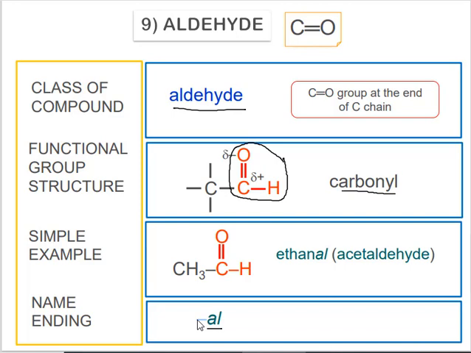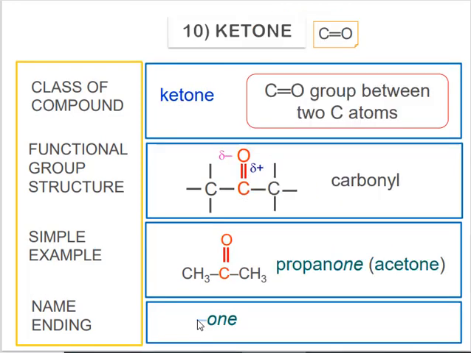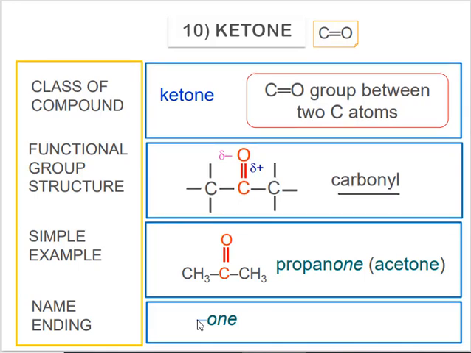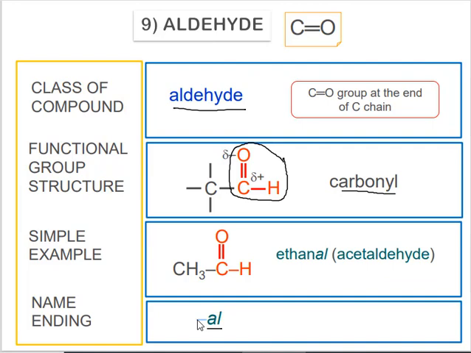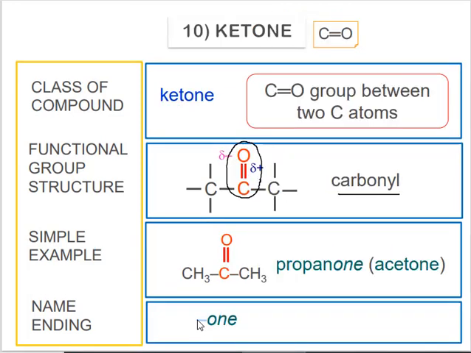Next we look at ketone. Ketone has the same functional group, which is carbonyl, C double bond O. But what is the difference between aldehyde and ketone? For an aldehyde, the C double bond O is at the terminal, at the end, with a hydrogen, C double bond OH. Whereas for a ketone, the C double bond O is between two carbons. But again, the functional group is the same, carbonyl.